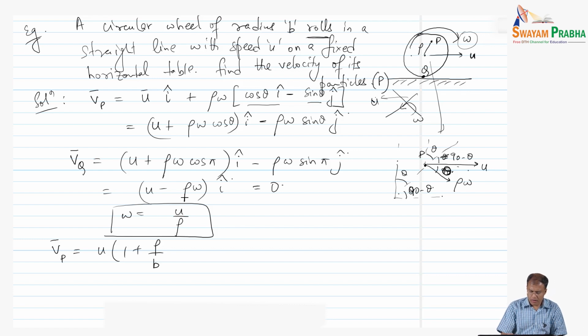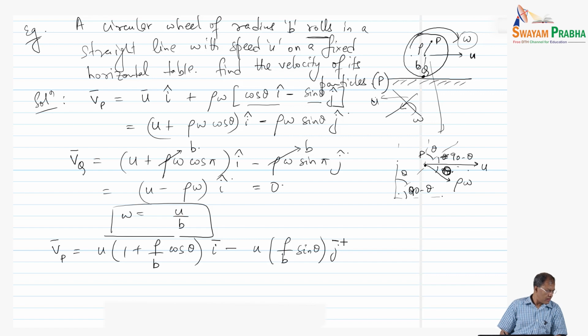Well, hold on. I think at Q, our rho is also the radius of the particle, right? So it is the radius of the particle, because it is the radius of the wheel. So the radius of the wheel is b, right? So I have that omega is u over b, right? So now we have the general form of the velocity, which is this i hat minus u rho by b sine theta j hat, right?